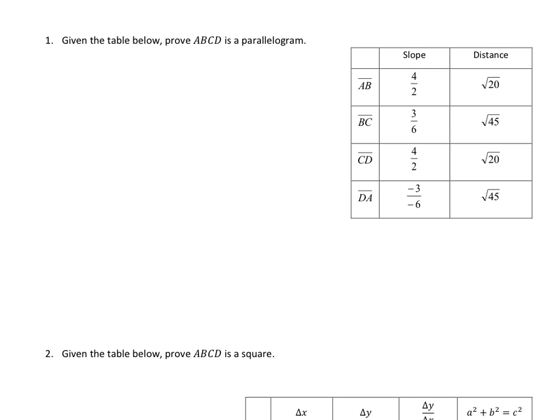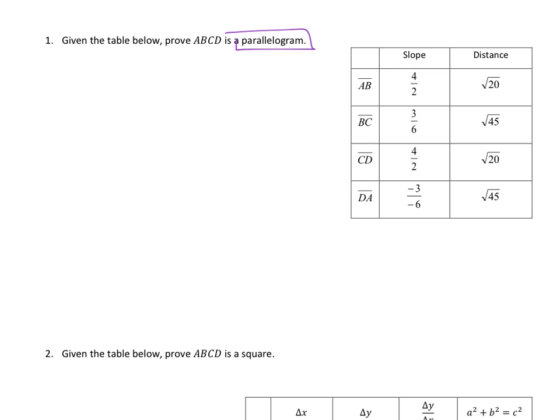So the first one just says, given the table below, prove ABCD is a parallelogram. So say we know nothing about parallelograms, that's okay. We just have to look at our slopes and our distances and make some conclusions. This chart will likely not be given to you on an exam. This is just to get us to think about some conclusions we have to make and to save some time. We will be doing a full proof on the next page, just like you'd see on a Common Core exam.